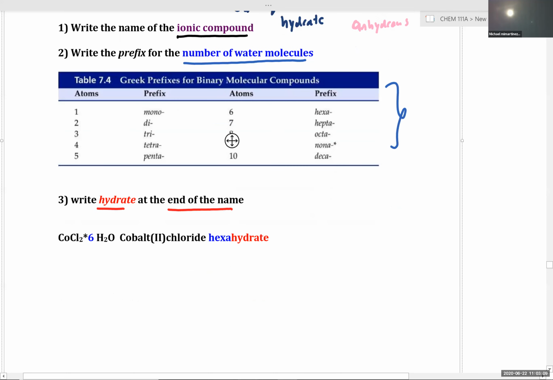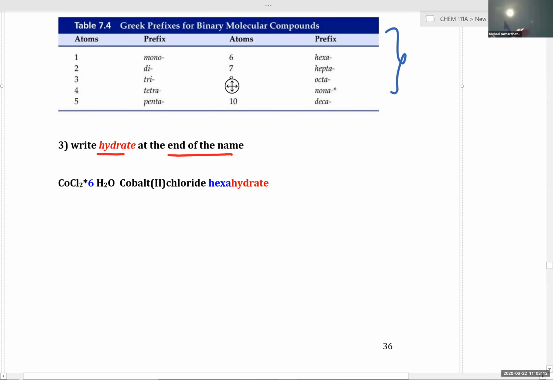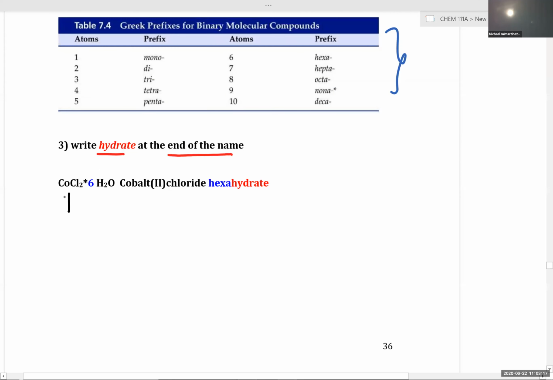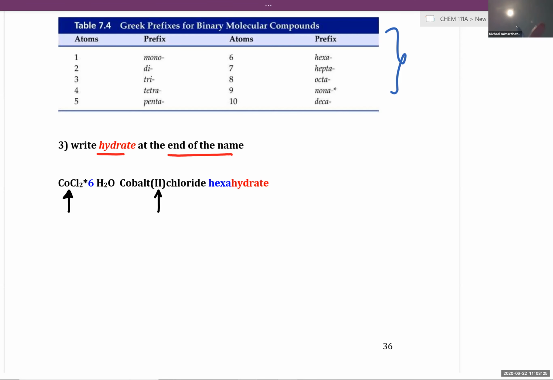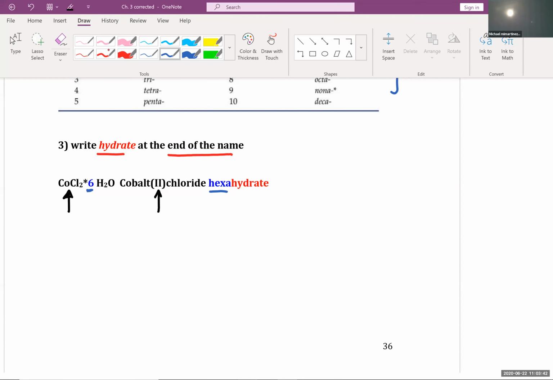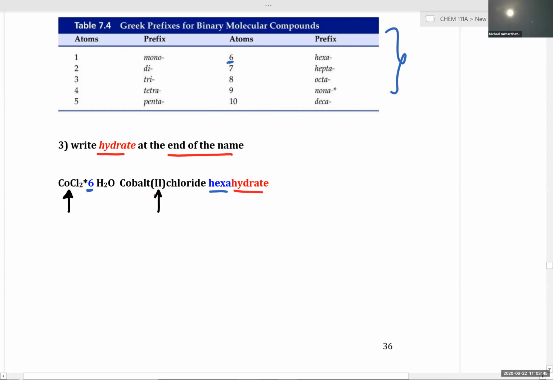Let's break down a guided example where I've already filled in the correct answer. In this case, we write the name of our ionic salt, which is cobalt 2 chloride. We have a total of 6 water molecules associated with our ionic compound as part of this hydrate formula. So we go to the table, 6 corresponds to hexa, and then we write the name hydrate at the end. So this is cobalt 2 chloride hexahydrate.